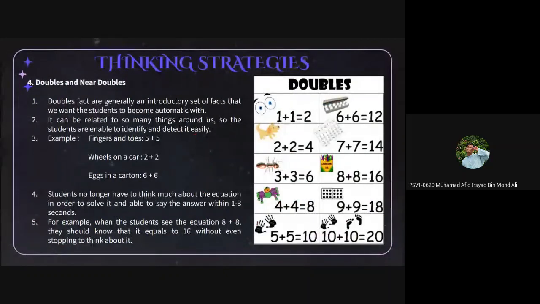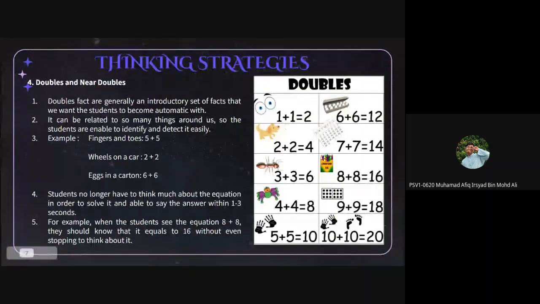Thank you, Ame. So the next thinking strategy is using doubles and near doubles. So what is doubles? Doubles facts are generally an introductory set of facts that we want the students to become automatic with. It can be related to so many things around us so the students are able to identify and detect it easily. So I give examples of things around us.